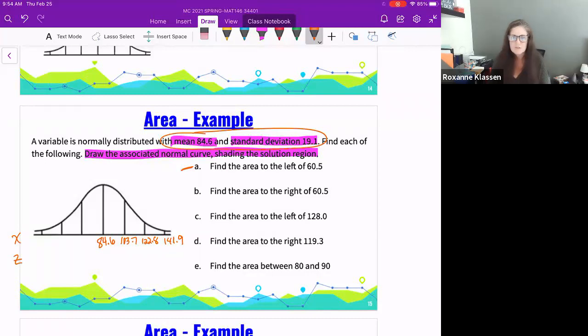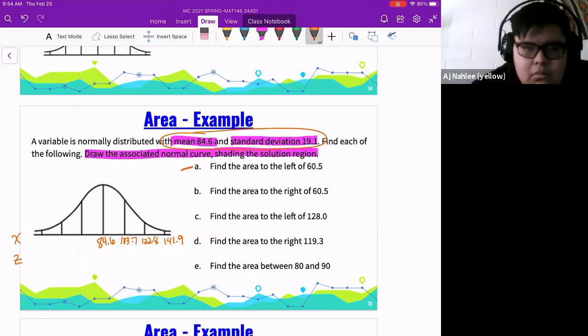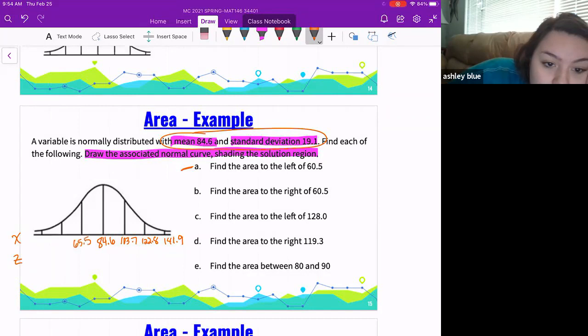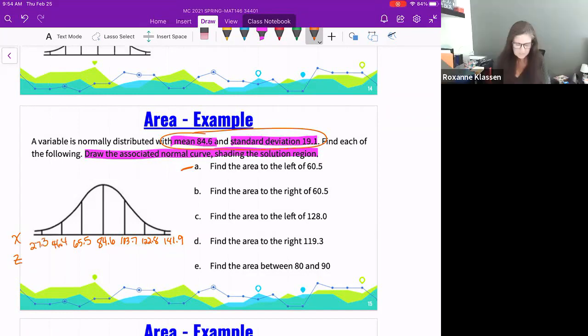We'll make someone else answer. So, Ashley, fill in the ones to the left. Okay, one sec. So where we started in the middle with 84.6, below that would be 65.5. And then 46.4, and then 27.3. Perfect. Excellent.